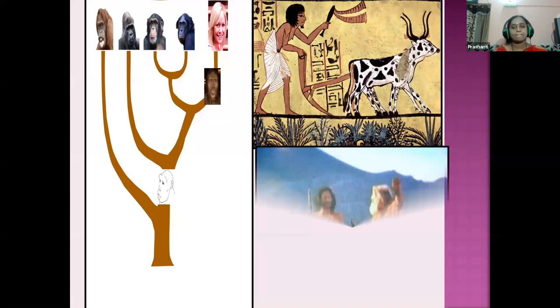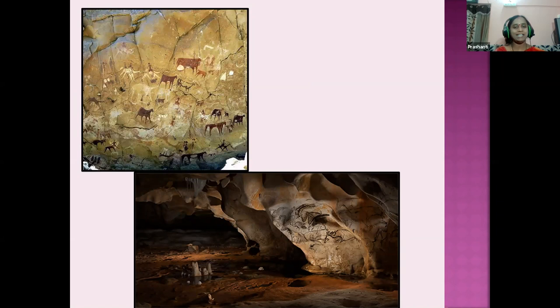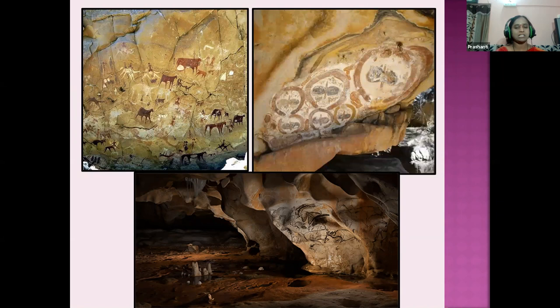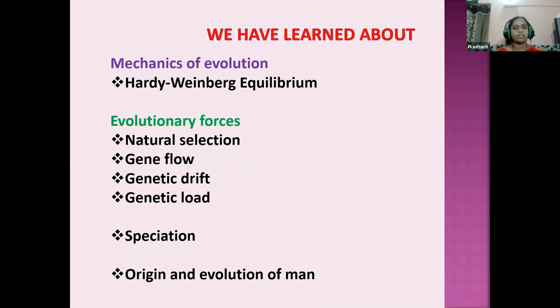And also the different cave paintings we observe from the olden days of the Cro-Magnon man, and also the modern man of the Homo sapiens, which are still preserved. So children, till now we have learned about the mechanics of evolution, a very important topic, Hardy-Weinberg equilibrium, and evolutionary forces, natural selection, gene flow, genetic drift, genetic load, and speciation, that is allopatric and sympatric speciations, and origin and evolution of man.